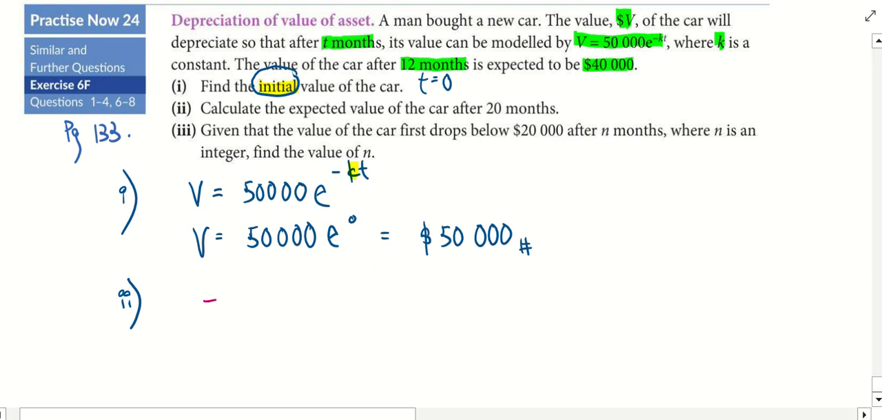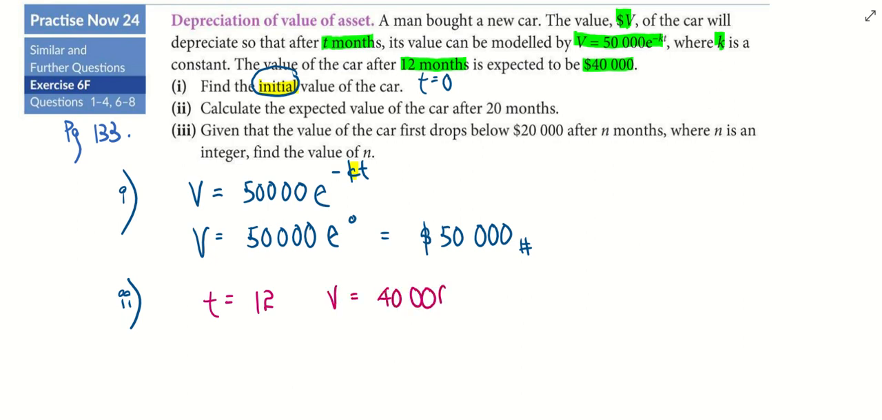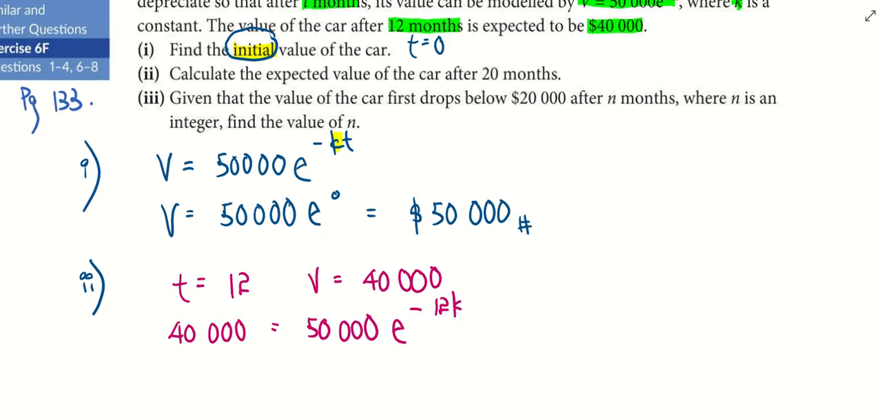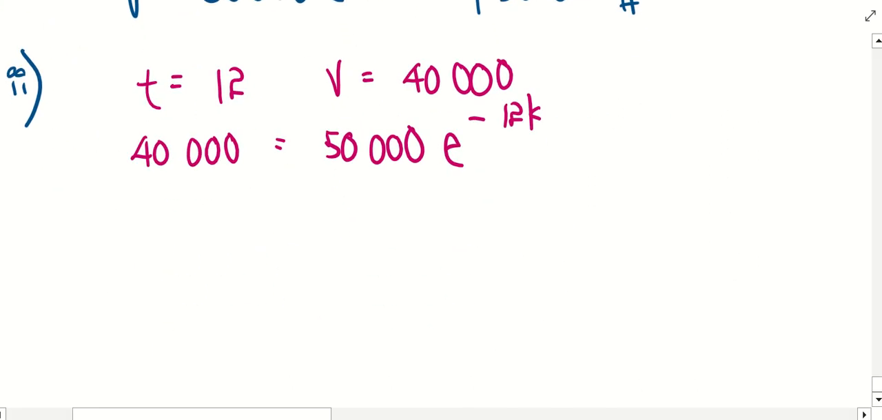12 months means t will be equal to 12. 40,000 means v will be equal to 40,000. Let me put it into the equation. So we managed to form an equation. So our job now is to solve for the constant k. Divide both sides by 50,000. It seems that we have a logarithmic equation that we can do in order for us to solve.